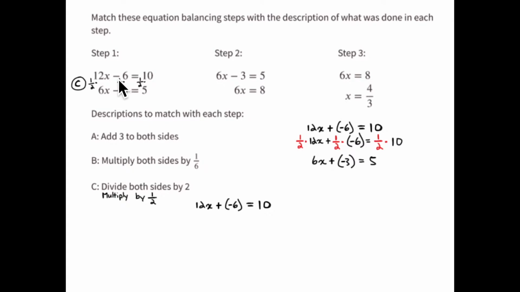So the first step is to simplify this equation by dividing each term by 2. So 12 divided by 2 is 6, 6 divided by 2 is 3, and 10 divided by 2 is 5. So divide both sides by 2. So this is operation C. And dividing by 2 is the same as multiplying by 1/2. And so notice you have to multiply each term by 1/2. So 1/2 of 12, 1/2 of negative 6, and 1/2 of 10. So up here, same thing, 1/2 of 12, 1/2 of 6, and 1/2 of 10.